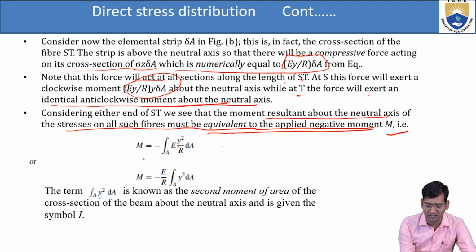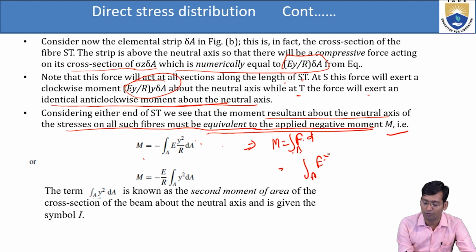So E y by r into dA is the force, into y. So first, what happened? Moment is force into perpendicular distance. That is the integral of this one over A. So after substituting the force value, what is that? Integral over A of minus E y by r into dA. So this is the force into y for the moment.